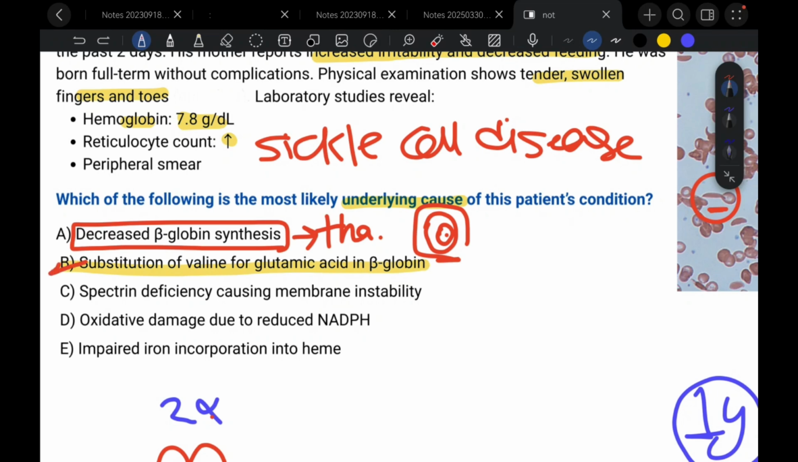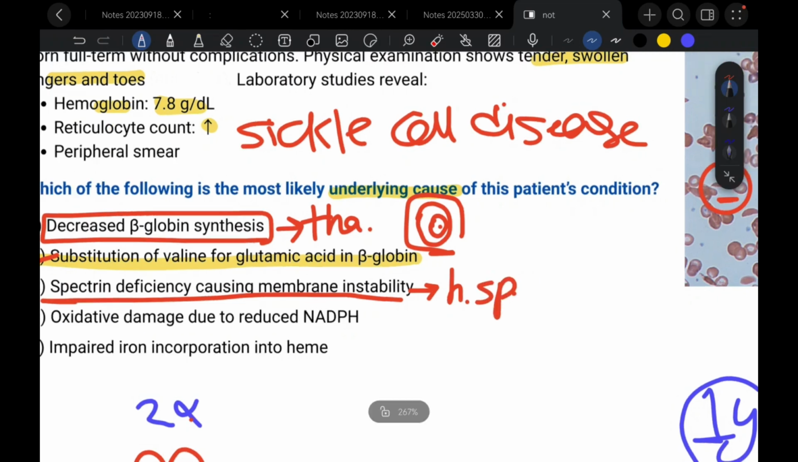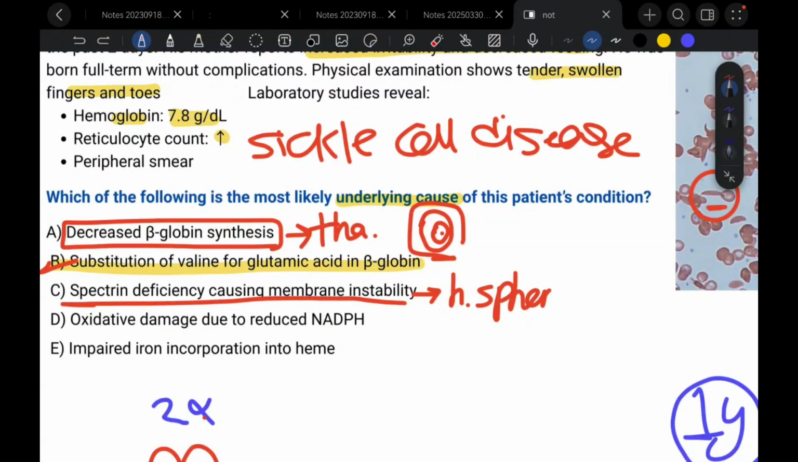Choice C is a spectrin deficiency causing membrane instability. Okay, here, guys, this one is describing what is called hereditary spherocytosis. And this one also will not present with this shape of RBCs. The RBCs will be spherocytes, so they will be smaller than normal RBCs and all dark red. Okay, so like this image here.